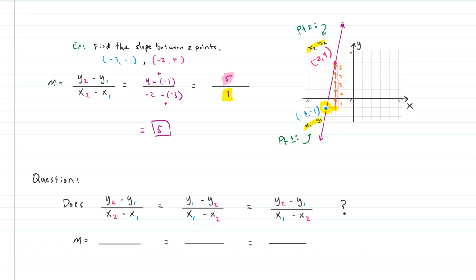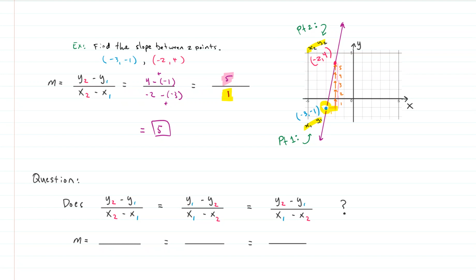So I've got a question for you. Does it matter where we put the y's and the x's? The formula y2 minus y1 over x2 minus x1 is the one you're given, that you will see traditionally in a book. But what if we put the 1's first? Notice the 1's are second in the formula. What if we put the 1's first? And what if we did y2 minus y1 over x1 minus x2?